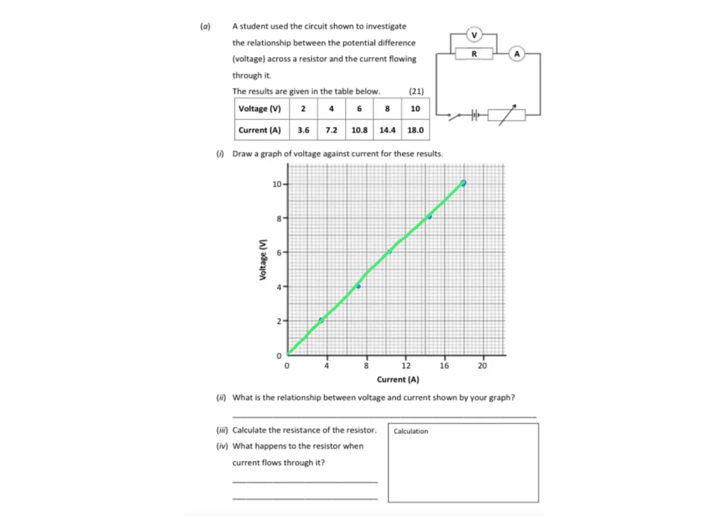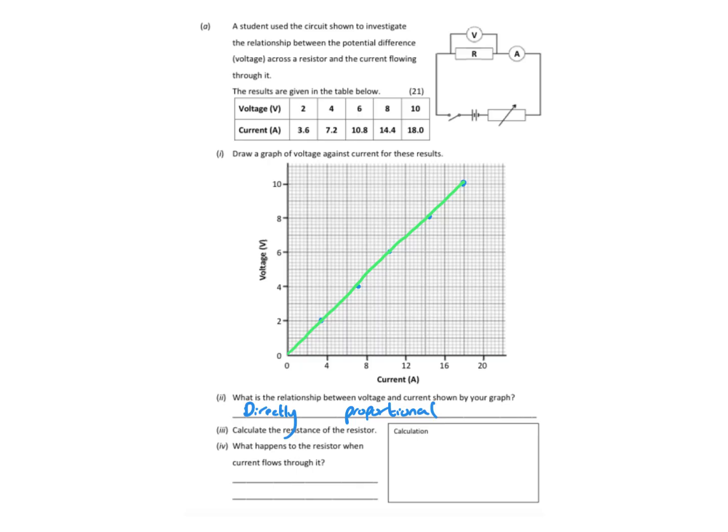And there we go. And when we're drawing a graph of this, we should always end up with a perfect straight line. And that's actually going to answer our next question as well. What is the relationship between voltage and current shown by your graph? It's directly proportional, so they increase at the same rate. As current increases, so too does voltage, and it's at a constant rate. It's directly proportional, so we should always end up with a perfect straight line.